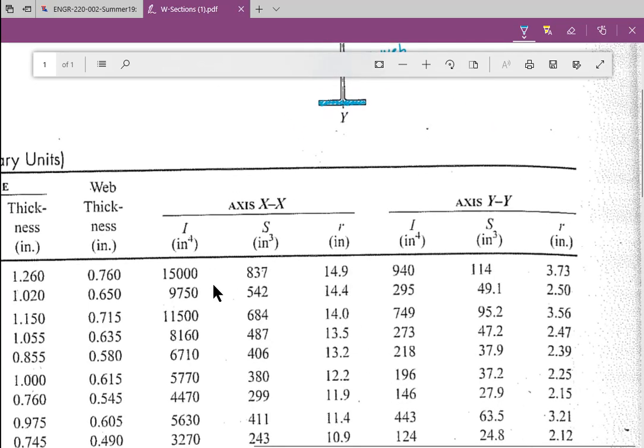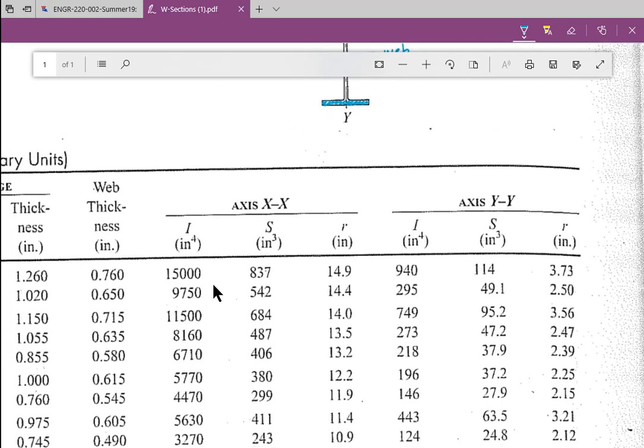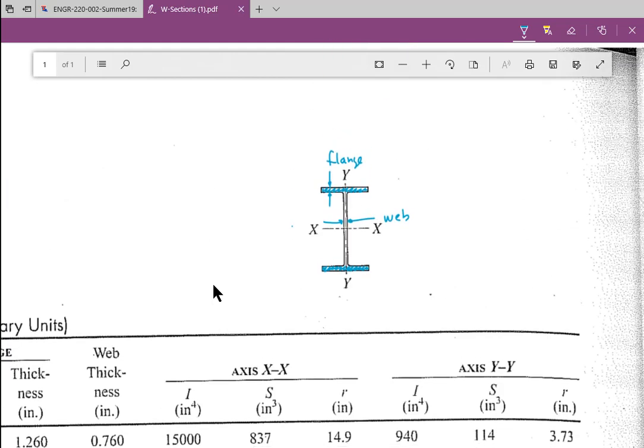And then I've got two sets of columns, one that says axis XX, one that says axis YY. And on this picture, there's an XX axis and a YY axis. So the difference here is that you would normally load this I-beam with loads on the top of it. If this is an I-beam, it would look sort of like this, right? And I would put loads on the top of it. And that's the normal orientation.